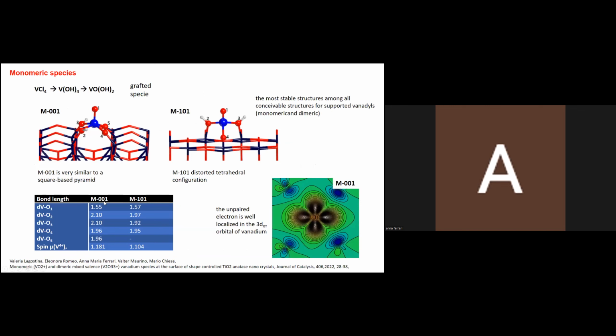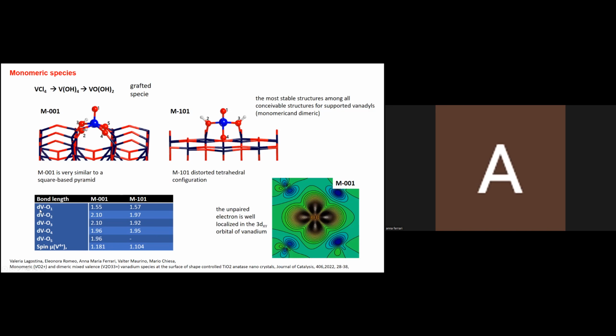Of course, we considered a lot of possibilities. I reported here the most stable structure among all the structures for supported vanadium. And on the 001, we see that the structure is very similar to a square base pyramid. And on the 101, we have a sort of distorted tetrahedral configuration, so two completely different structures.